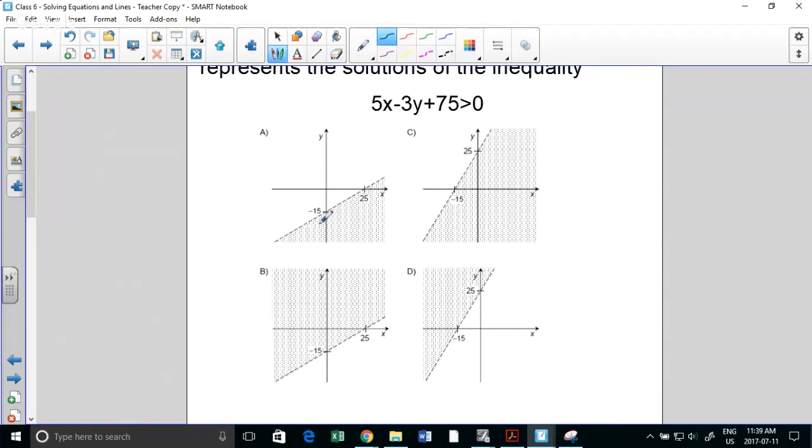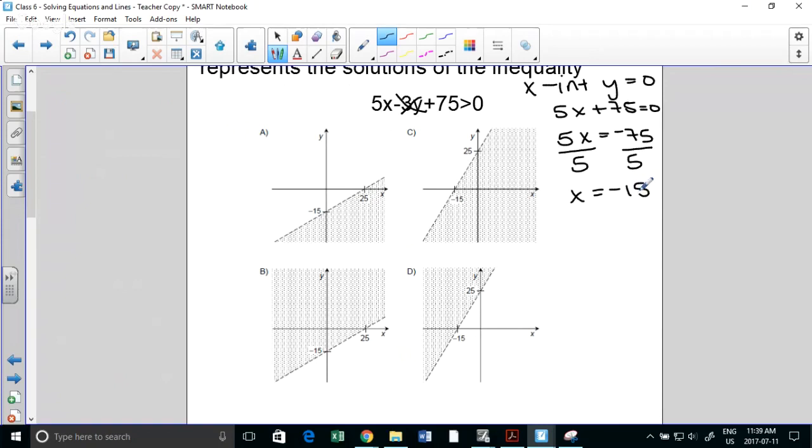What is different between these 2 and these 2 are the intercepts. So I'm going to solve for one of the intercepts so I can compare. The x-intercept, for instance, happens when y is 0. So if y is 0, this term disappears. So I get 5x plus 75 equals 0. 5x is negative 75. So dividing by 5 gives me x is negative 15, meaning that the x-intercept of this should be negative 15. So I've just eliminated this case and I've eliminated this case. Because in this case, we have x is 25, so gone.